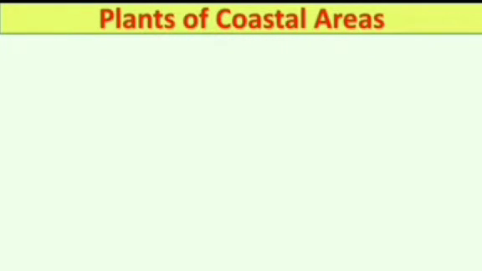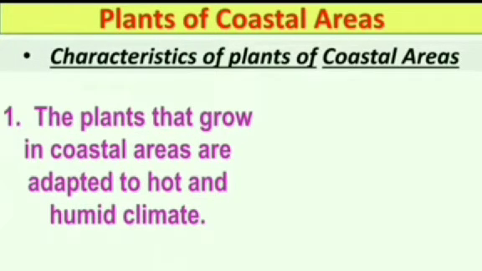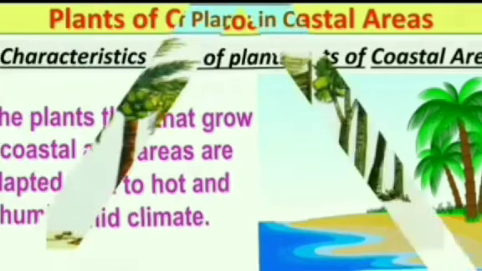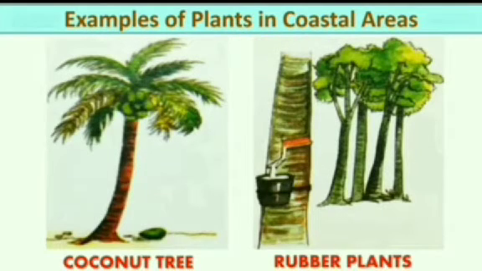Plants of coastal areas. Characteristics of plants of coastal areas. The plants that grow in coastal areas are adapted to hot and humid climate. Examples of plants in coastal areas: coconut tree and rubber trees.